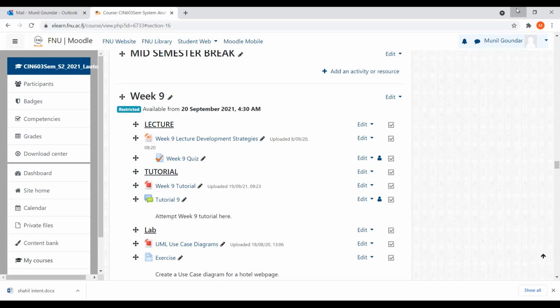Next question. Compare which one is a better option: in-house development, or purchasing a software package.